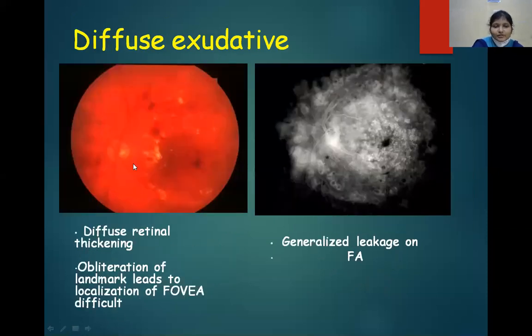What is diffuse exudative maculopathy? Here there is diffuse retinal thickening and we cannot delineate the borders of macula. In FFA we see diffuse leakage, generalized leakage is present.